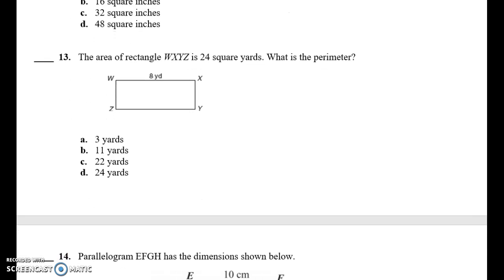Number 13. The area of rectangle WXYZ is 24 square yards. What is the perimeter? A. 3 yards. B. 11 yards. C. 22 yards. D. 24 yards.